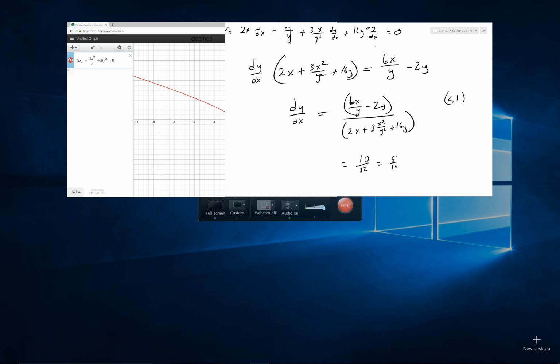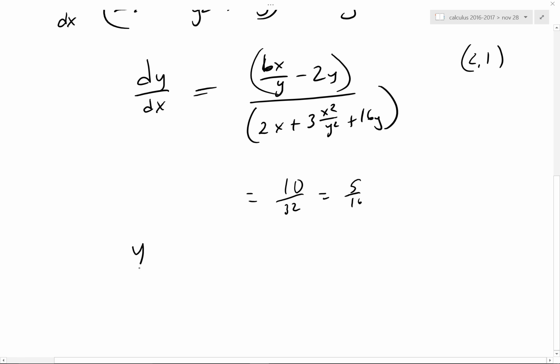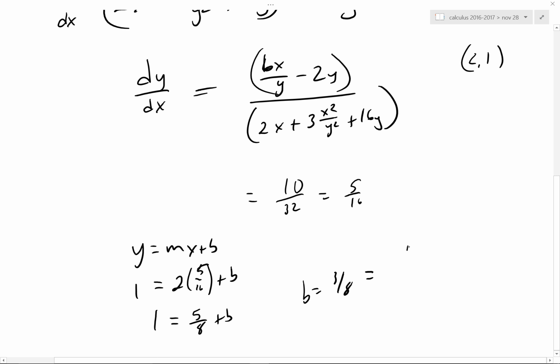In fact, if I wanted to, I could write y equals mx plus b. Here we go, this is 1, that's 2, and this is 5/16. So that's 5/8. So 3/8. So b is 3/8. So our answer could look something like this. y equals 5/16 x plus 3/8.